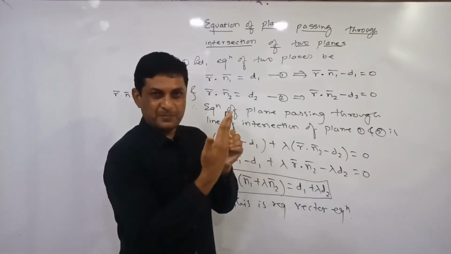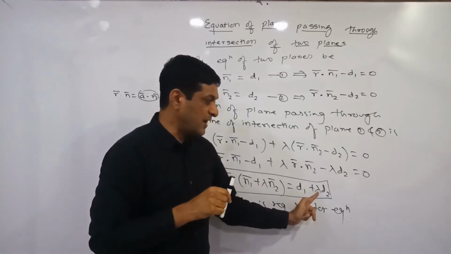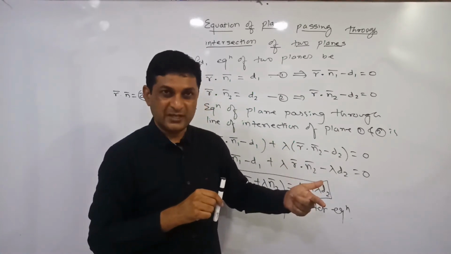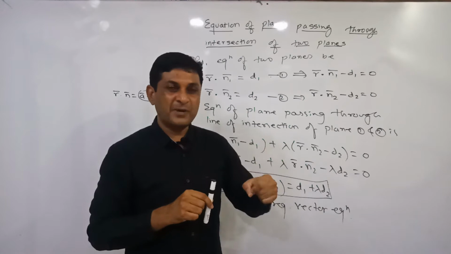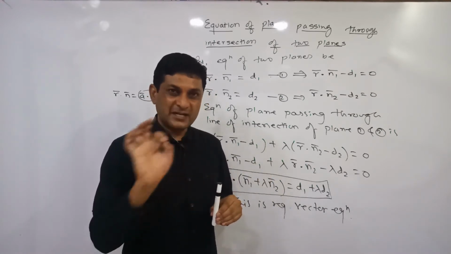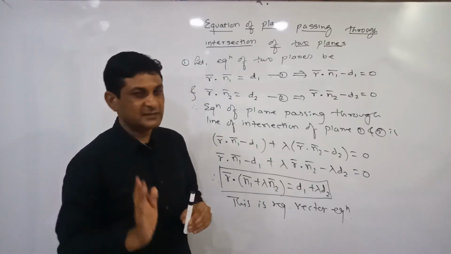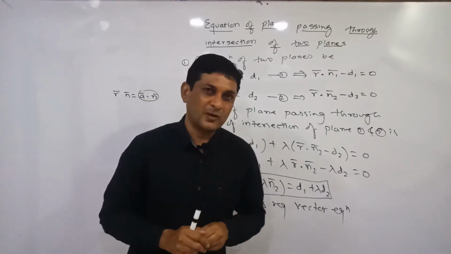See, for every plane passing through this line of intersection, only the value of lambda keeps changing. You have to find the value of lambda for your required particular plane, and for that required particular plane some condition is always given in the example. That part we will see while solving the example.